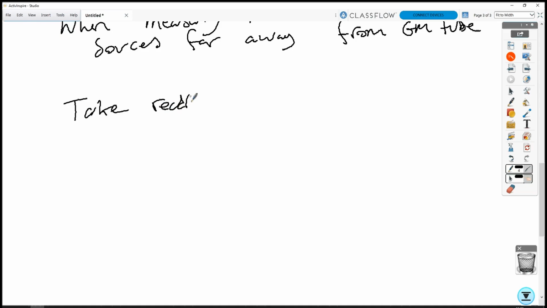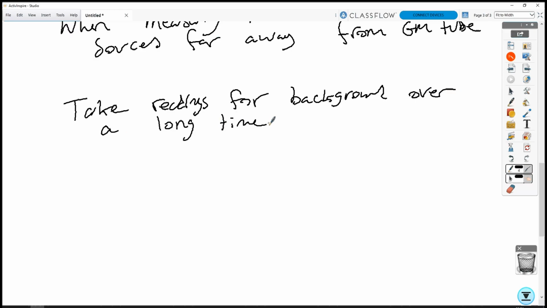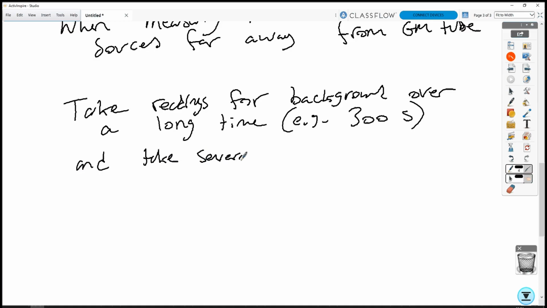So take readings for background over a long time, e.g., let's say about 300 seconds. Can be more. And also, we don't just want to take readings in one place, we want to move our GM tube around and take readings in a few different locations. So, take several readings by moving the GM tube.